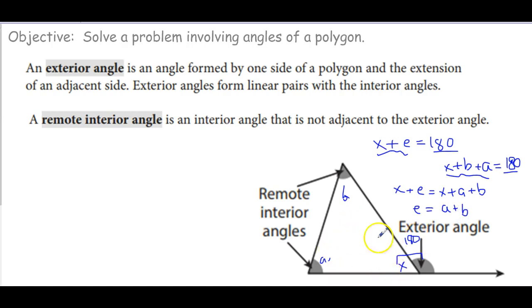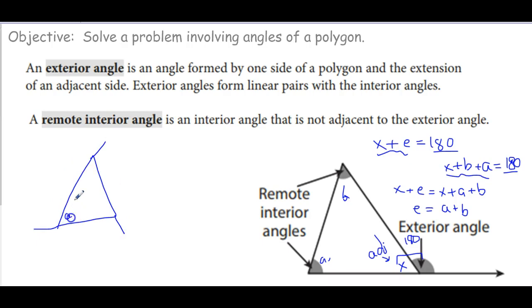Okay, so the three interior angles, this one is adjacent to the exterior angle, and these two guys here are far away. They're remote. Okay, and for any triangle, so if you have a triangle like this, let's do some exterior angles on here.